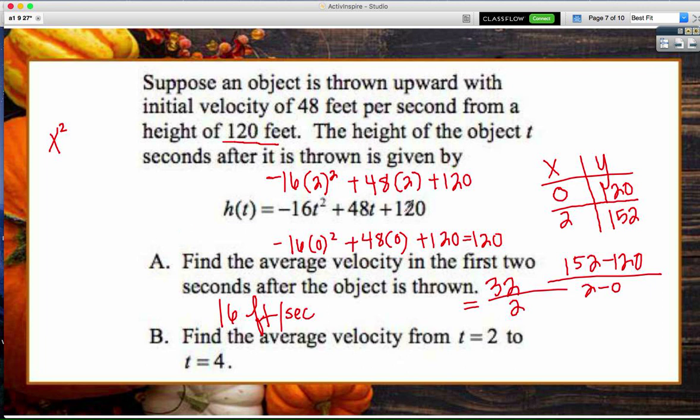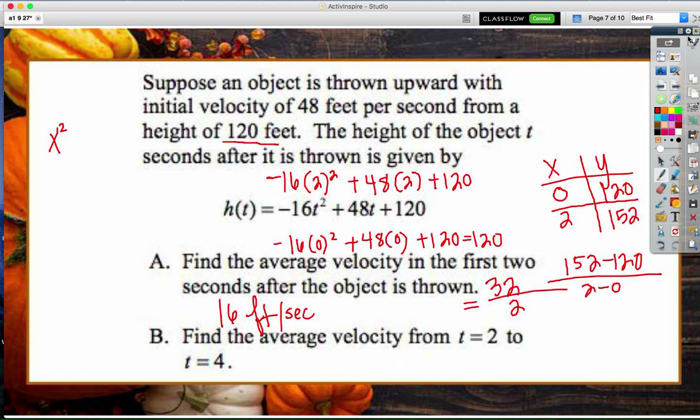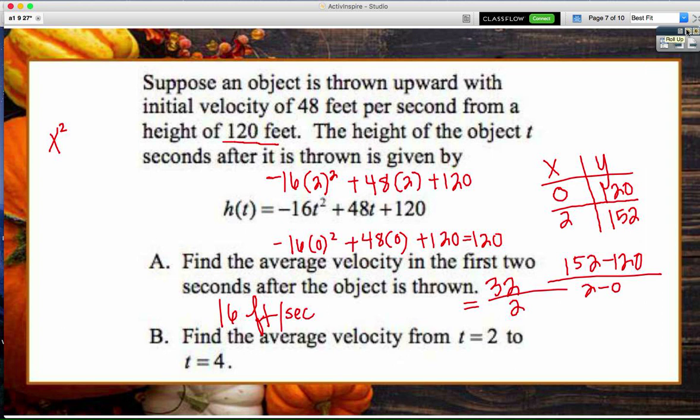Alright, so part B, find the average velocity between when time t is 2 and t is 4. So that's between 2 and 4 seconds. Luckily, we already have the height at 2 seconds, so we can just save ourselves some work there. We already know at 2 seconds it's 152. So now we need to find out at 4 seconds how much it is. So we've still got the same function. We're going to plug in 4 for time now. So we got negative 16 times 4 squared plus 48 times 4 plus 120.